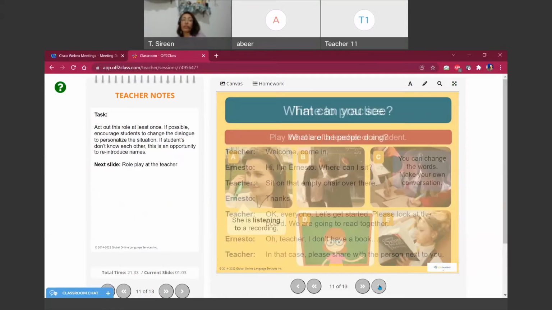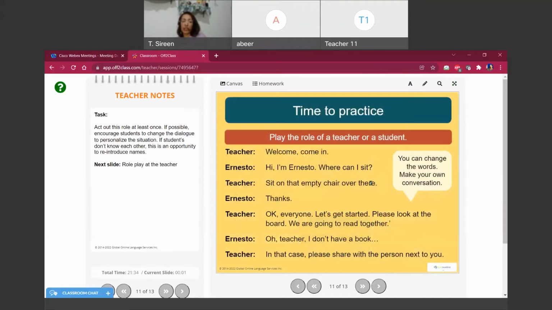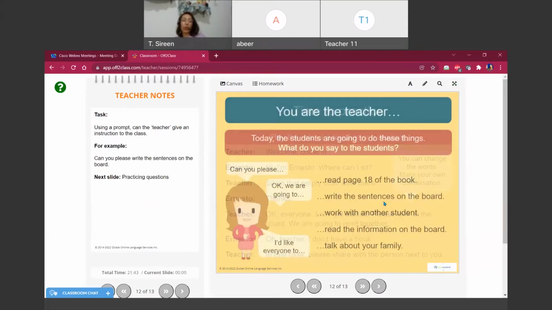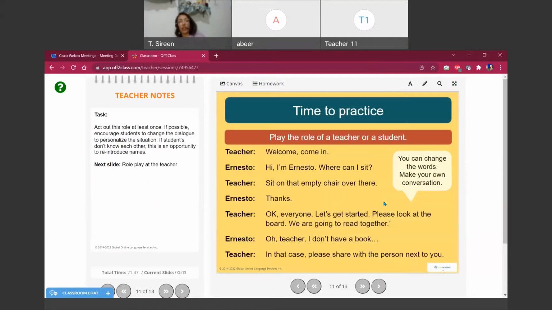Very good. So here, let's play the role of a student and the teacher. Here we are going to make, you can change the words, make your own conversation. Let's read it together. Okay, we have here, play the role of a teacher or a student. So for example, you are the teacher and I am Ernesto.